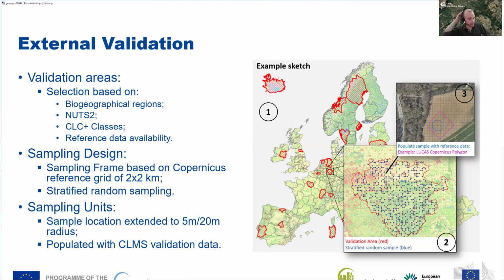Then a sampling design where a frame is based on the Copernicus reference grid, and as you see in the second example here on the right, where certain grid cells are selected on a stratified random sampling, and then thirdly on the sampling point, which is populated with the validation data from the validation database. A sample location which is extended to 5 and 20 meters radius.